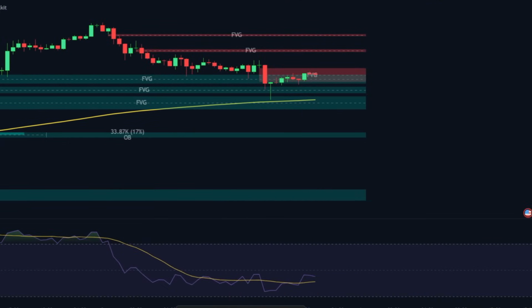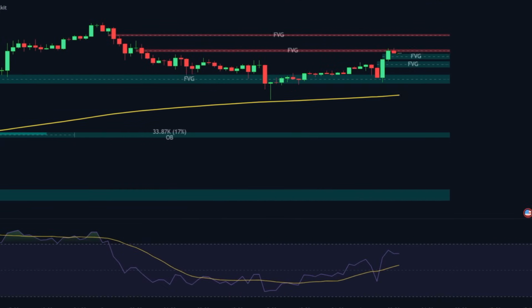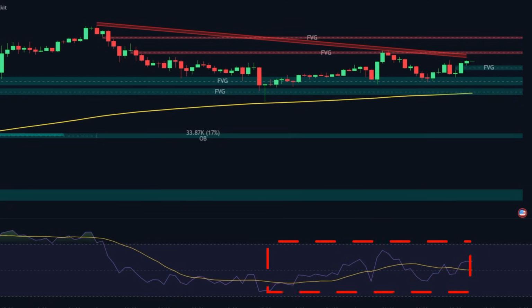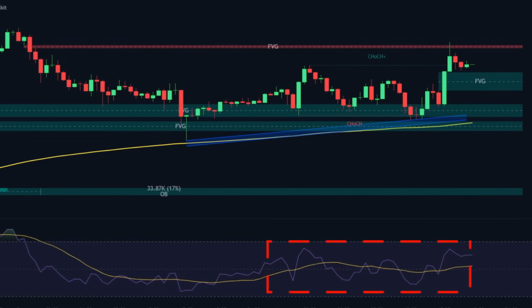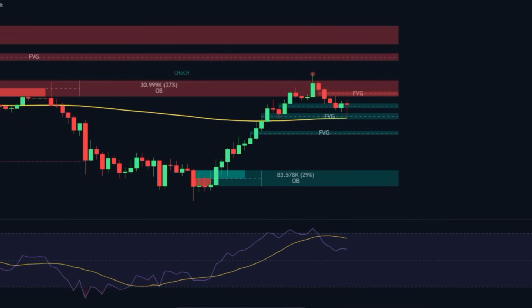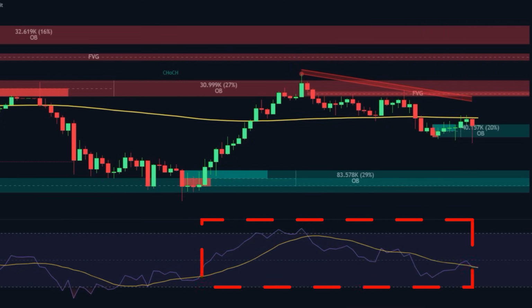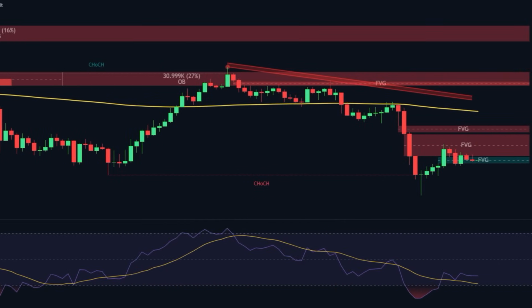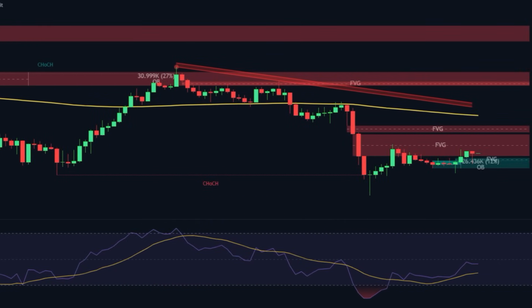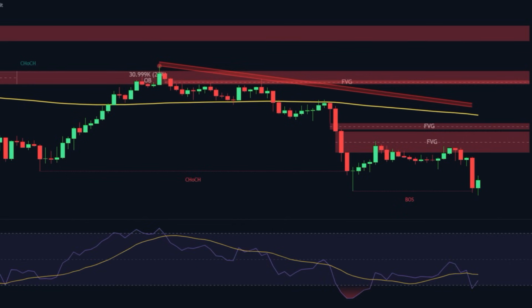For a buy trade, we want to see the RSI become oversold, dipping below 30, and then cross back up, showing that buyers are stepping in. For a sell trade, we want to see the RSI become overbought, going above 70, and then cross back down, showing sellers are taking control. This gives us that final objective piece of confirmation before we risk any money.